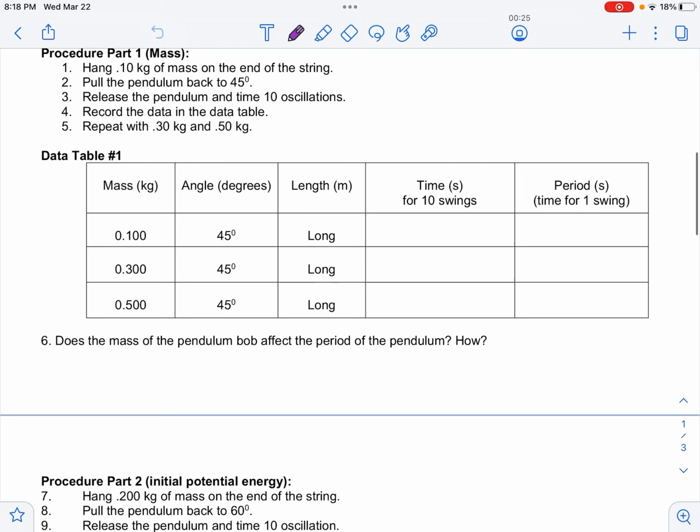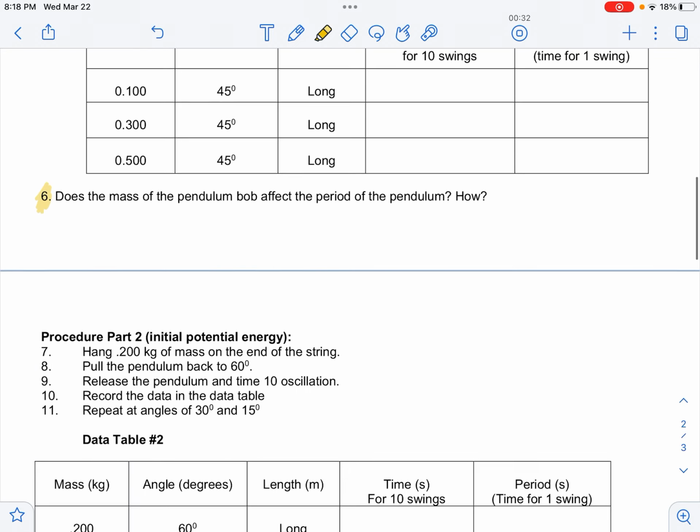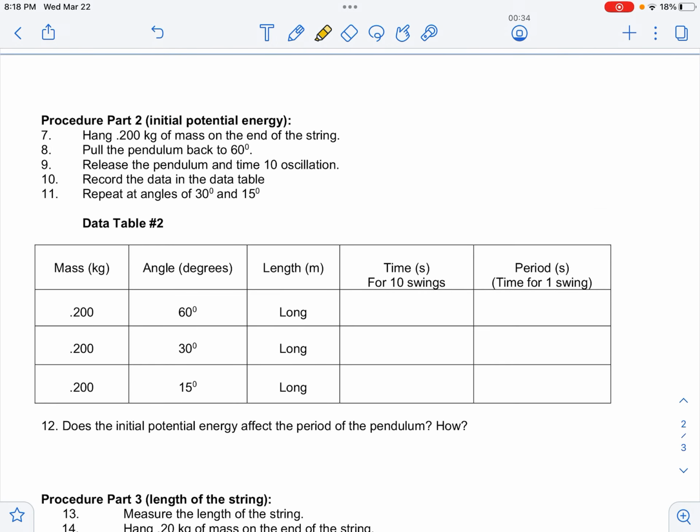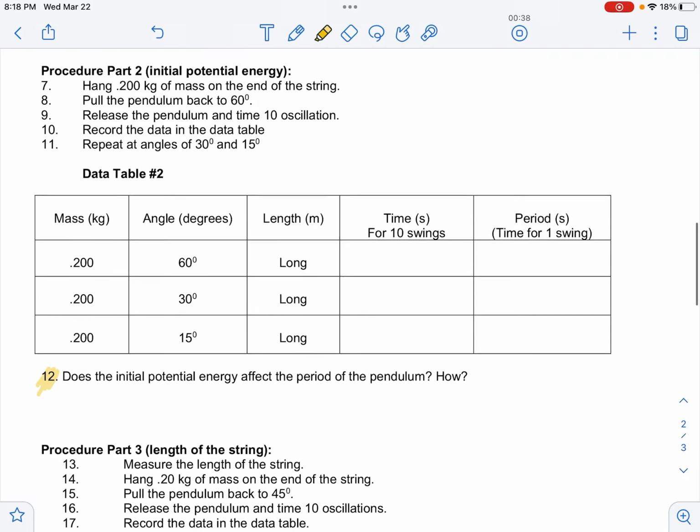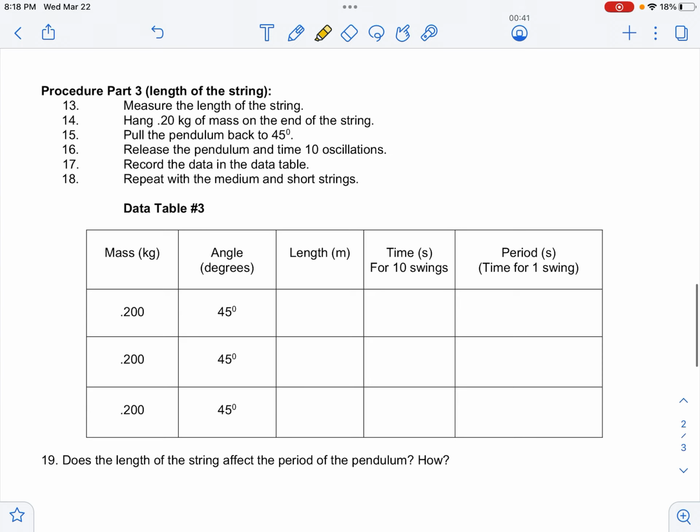You should have a complete data table, and you should have answered question number 6. You should have a second complete data table, and you should have answered question number 12. You should have had a third data table complete here and answered question number 19.